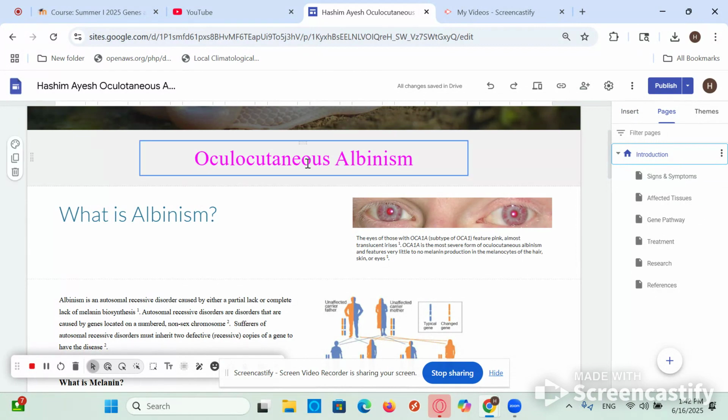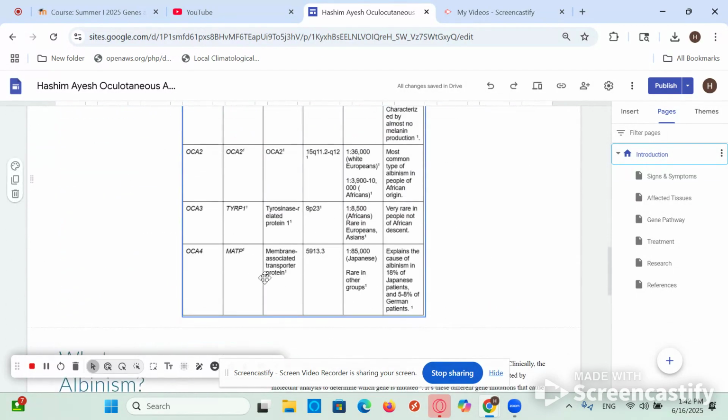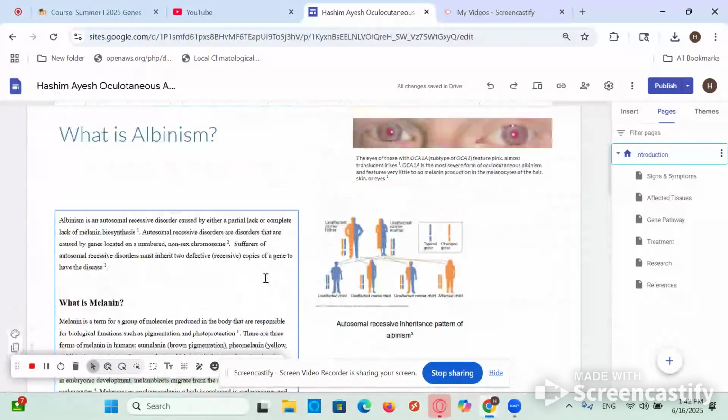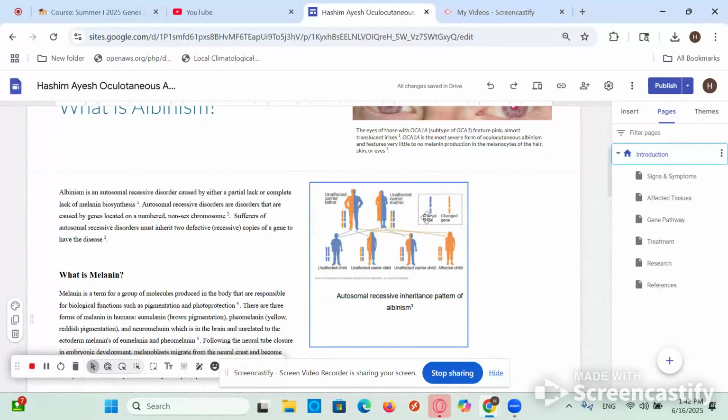and the introduction page. I made the introduction page in a way that if you were to only view my introduction page, you would gather enough information to have at least an introductory understanding of what albinism is, who it affects, the types, and then a brief discussion of causes, as well as the heritability pattern.